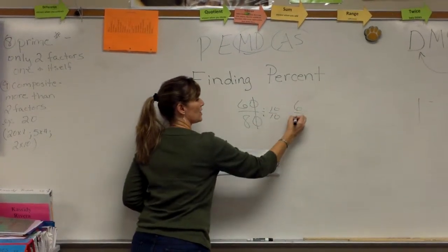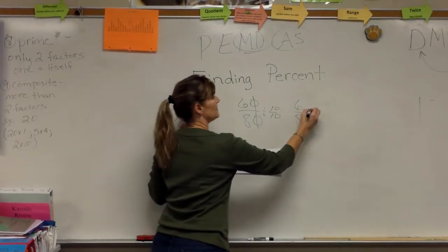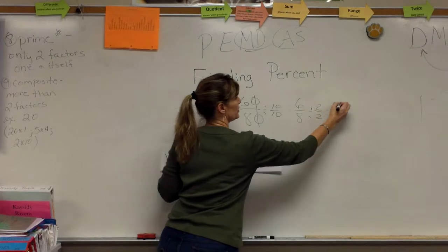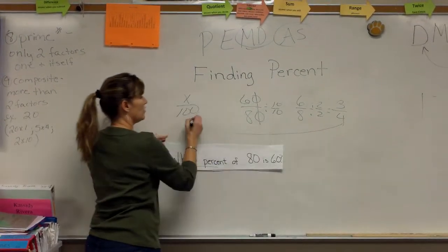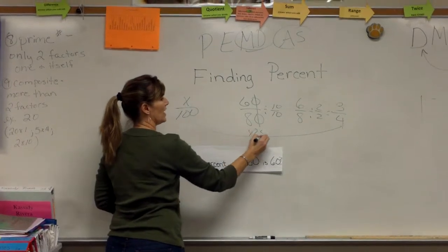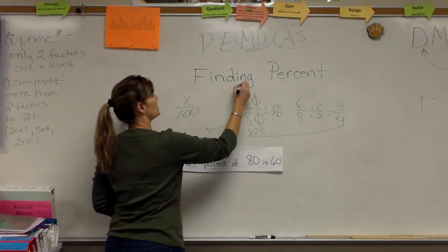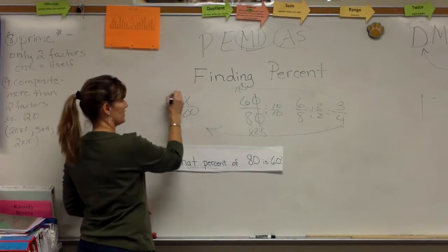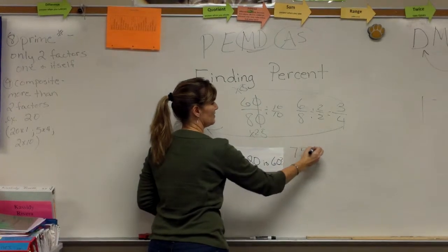Now I have 6 over 8. Nothing times 8 that gives me 100. If I divide by 2 over 2, I get 3 over 4. Now I know that 4 times 25 is going to give me 100, and 3 times 25 is going to give me 75. So my answer is 75%.